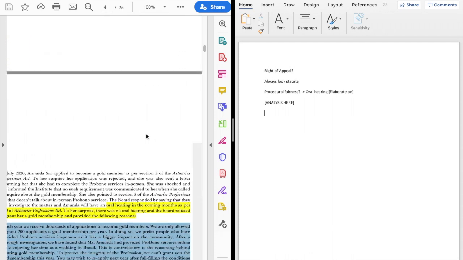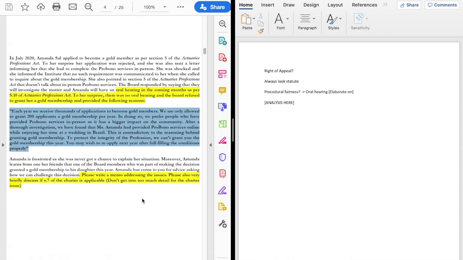Then we move on to the substance of the decision. Again, remember, I am doing all of this because this question is asking me for everything, but maybe you can get a question where they're just asking for procedural issues or substantive issues. Now, the substantive issue: like I mentioned before, first of all, you determine the standard of review.